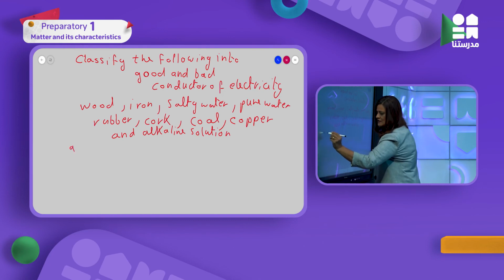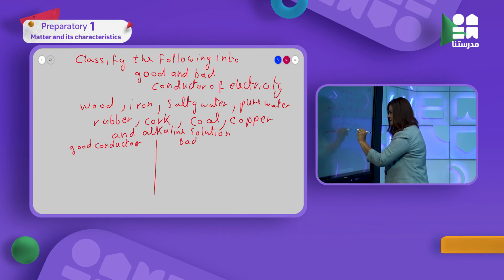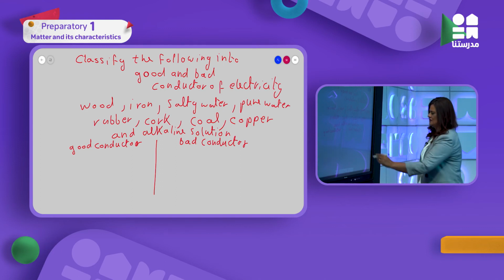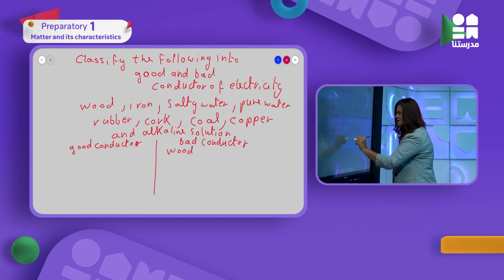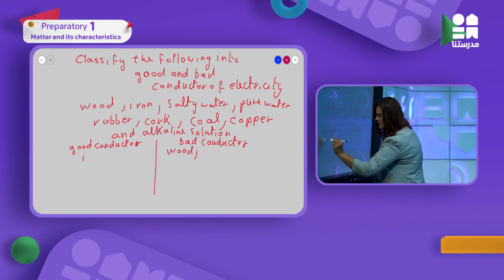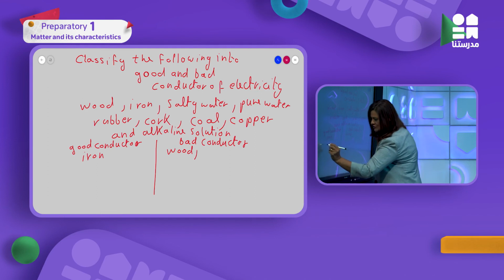So I have here good conductor. And I have here bad conductor. What about wood? As we mentioned before, we put it where? Of course, here, it is a bad conductor. What about iron? It is a metal. And we said before that all metals are good conductors of electricity, they allow electricity to pass. So I will put it here. What about salty water? Water containing salt, and salt can carry electricity. So it will be a good conductor. So I have here salty water.